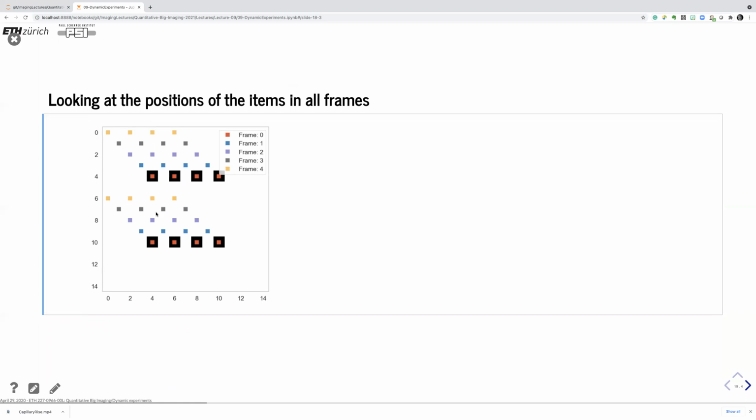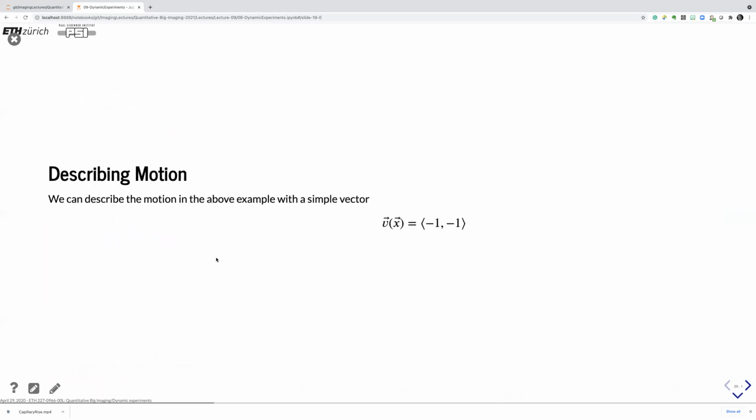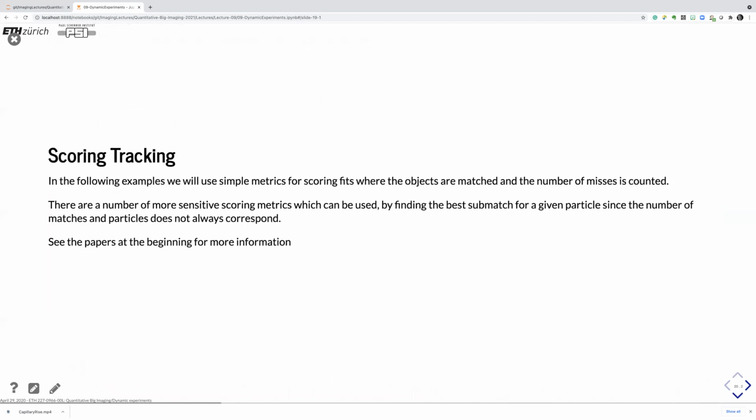Now we have the positions, and we can tell which frame they are. We haven't really yet told which one belongs to what, and we cannot really tell yet how they are moving. But you can see here that this is from frame 1, frame 2, 3, 4, and 5. And same here, so we can see they are moving in parallel. The motion in this case is a very simple vector, -1, -1. And now we want to get some way of measuring how they belong to each other.